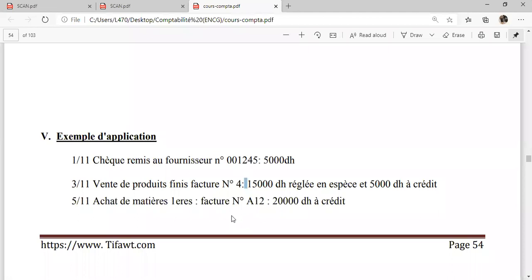Okay, so the first one says chèque remise au fournisseur. So this one is simply saying a check was delivered to the fournisseur, who is the provider. So the fournisseur received a check, and from us, the business, we lost the check. So we debit the fournisseur and we credit our bank account. So that's going to translate as this.